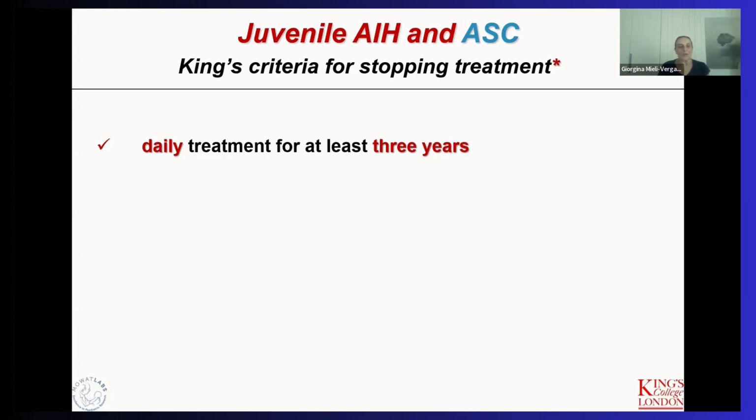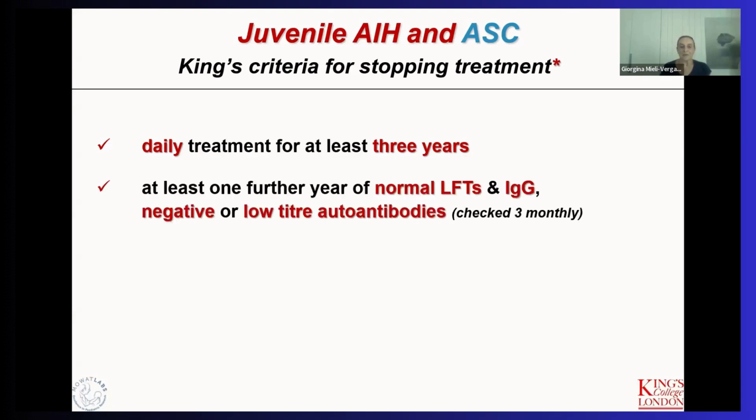However, what we do, we give daily treatment for at least 3 years, and this is very important as well, daily treatment, not alternate day steroids. We have shown very clearly and published that daily treatment with very low dose of steroids plus or minus azathioprine does not affect the growth of the child. And we do give daily treatment for at least 3 years. Then we wait for a further year of completely normal transaminases and IgG levels and negative or low titer of antibodies checked every 3 months.